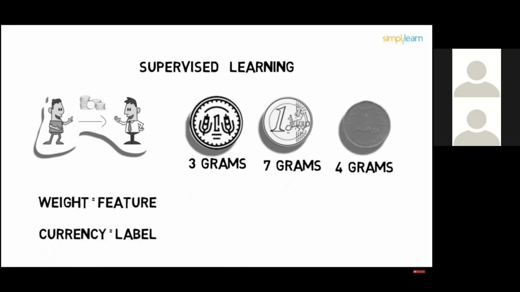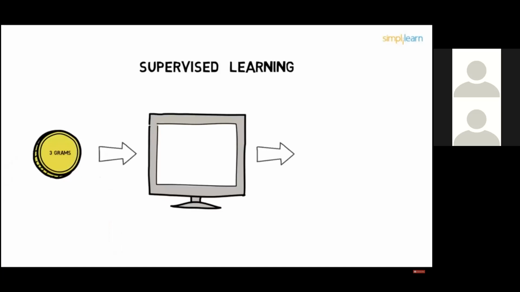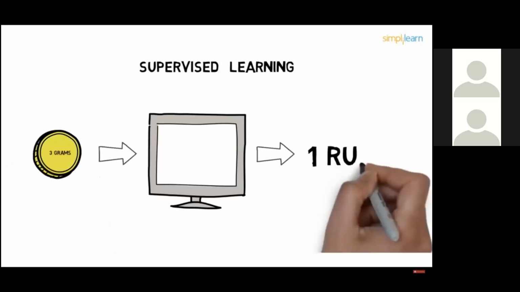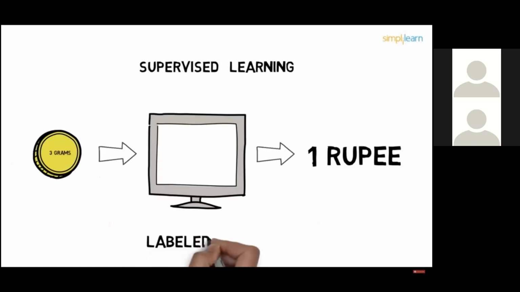For example, it will learn that if a coin is of 3 grams, it will be a 1 rupee. When a new coin is given to the machine, on the basis of its weight, your model will predict the currency. Hence, supervised learning uses labeled data to train the model. Here, the machine knew the features of the object and also the labels associated with it. On this note, let's move to unsupervised learning and see the difference.